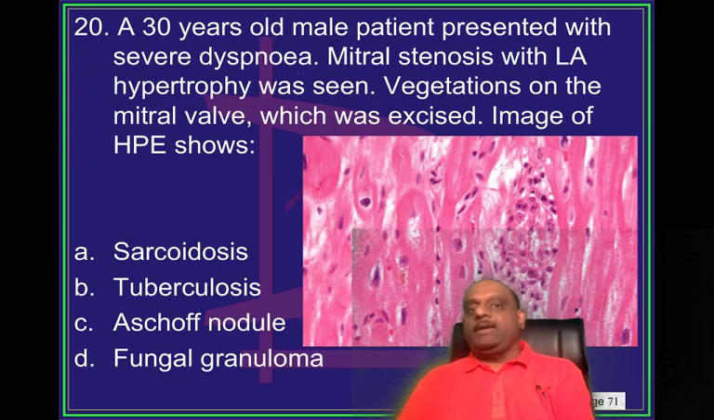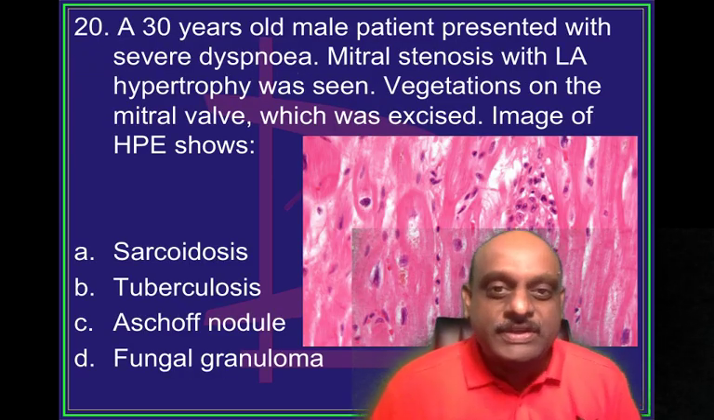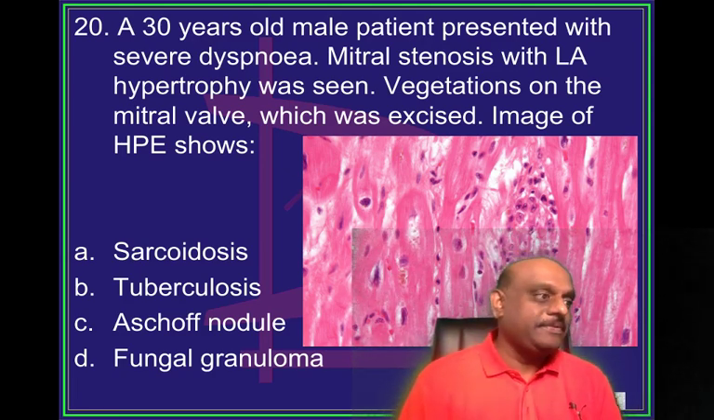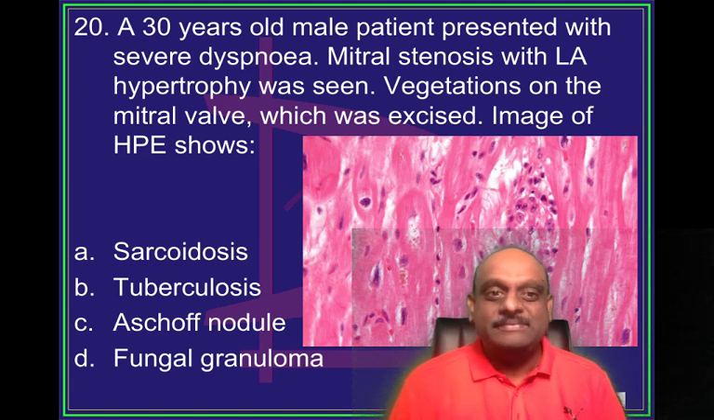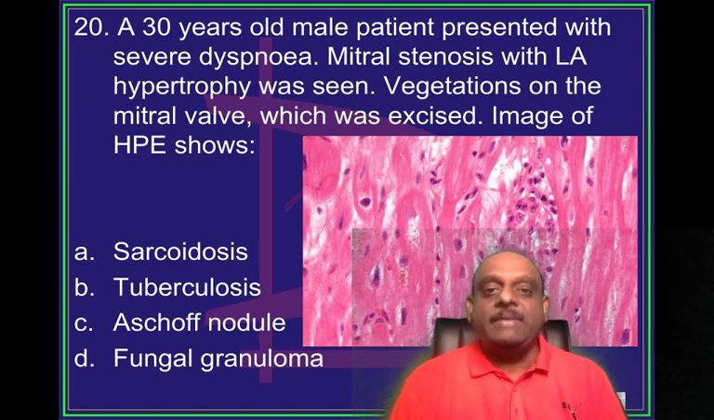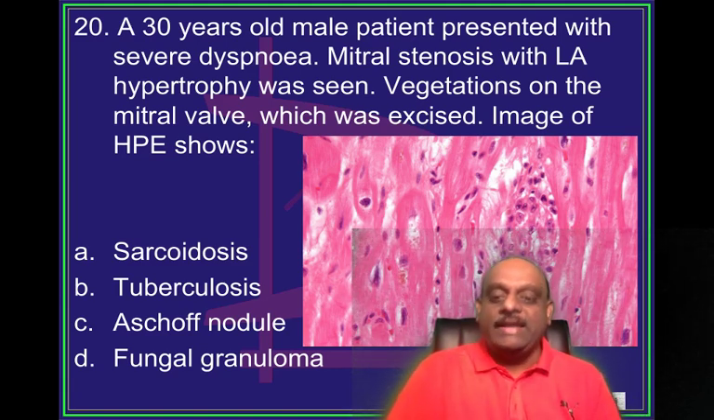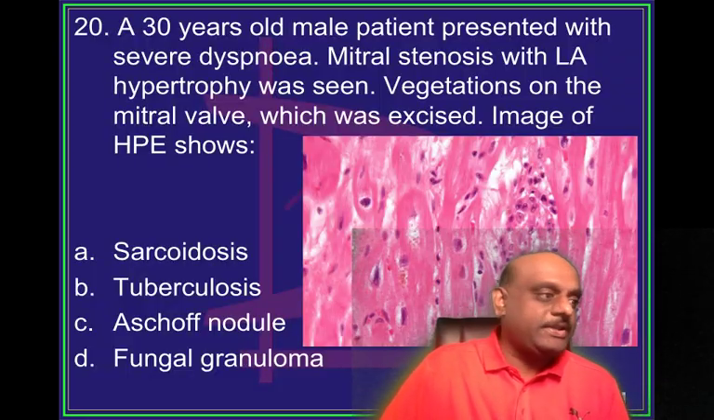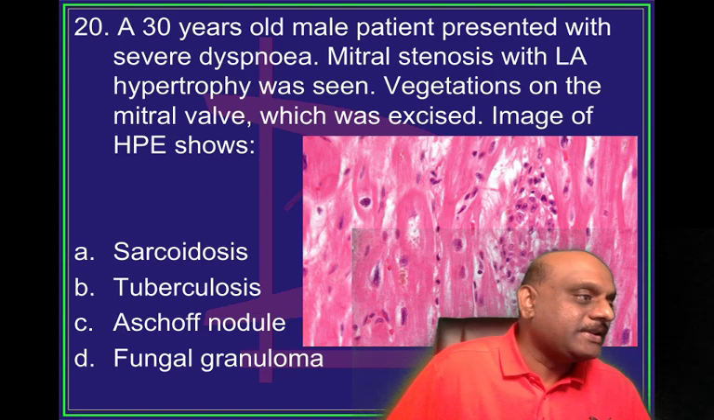A 30-year-old male patient, severe dyspnea, mitral stenosis, LA hypertrophy, vegetations on the mitral valve, and you have done the excision and histology is being shown to you. Chavai, what is your answer for that?